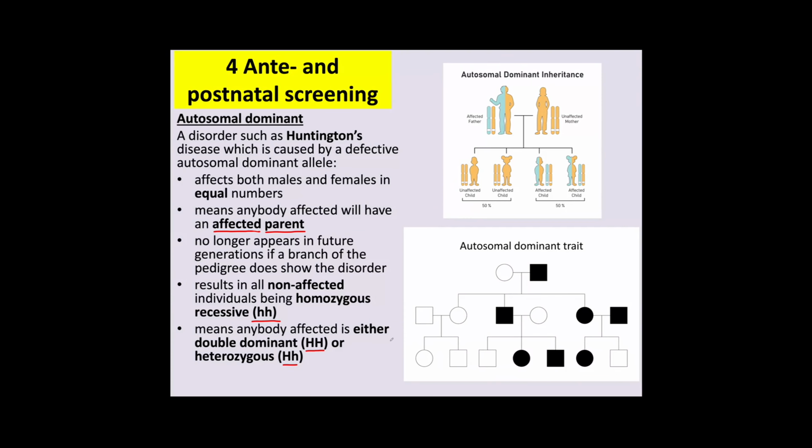So again, if you're filling out a pedigree chart with all the genotypes, always start with the non-affected people because you know they'll be lowercase, and that's the way to work out an autosomal dominant one.